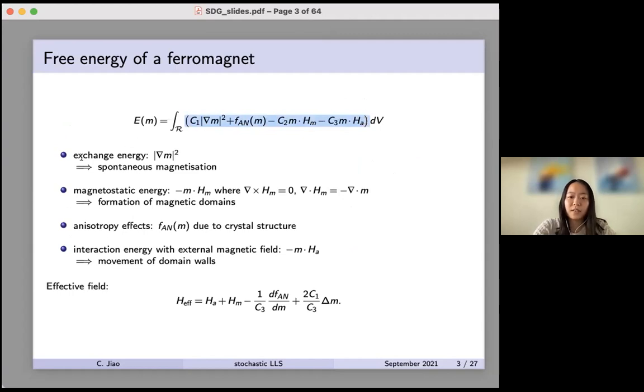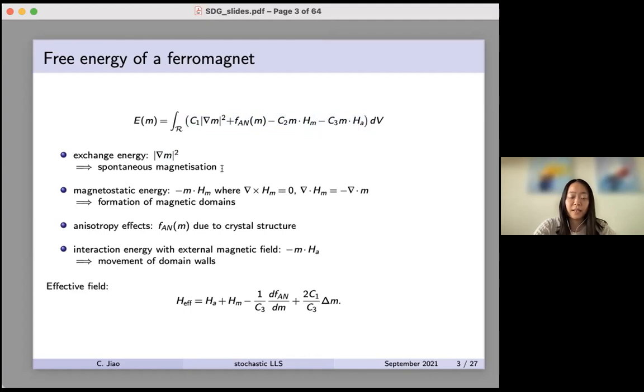The first one is exchange energy. It comes from the difference between possible alignments of the m vectors. So it's a function of the gradient of m. It's the lowest when all of the m vectors are pointing in the same direction. And this is the reason behind spontaneous magnetization.